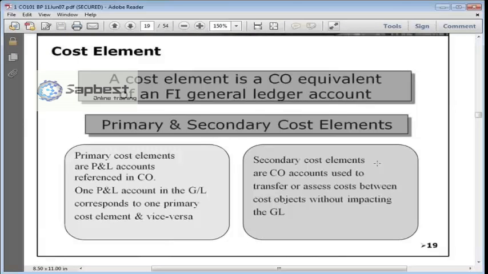Cost element is a CO equivalent of FI, and it has both the primary and the secondary. Primary cost elements are exactly the P&L accounts, identical, one-on-one. One P&L account corresponds to one primary cost element. Secondary cost elements are CO accounts used to transfer costs between the objects without impacting the GL. Okay? If it has an impact on the GL, then you don't use a secondary, you use a primary cost element.